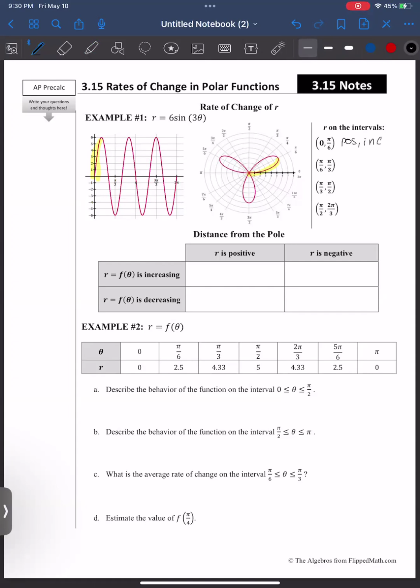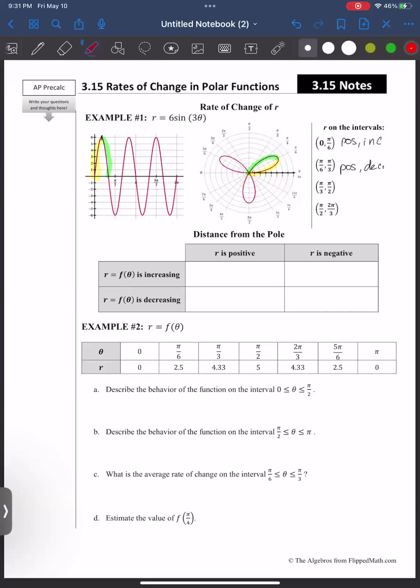Then I'm going to look at pi over 6 to pi over 3, which is my next little bit right over here, and that's going to be this segment over here. That's going to be positive, but it is going to be decreasing. So it's on the positive side, but it is now going down in my function. Here's my turning point. I've switched from increasing down to decreasing.